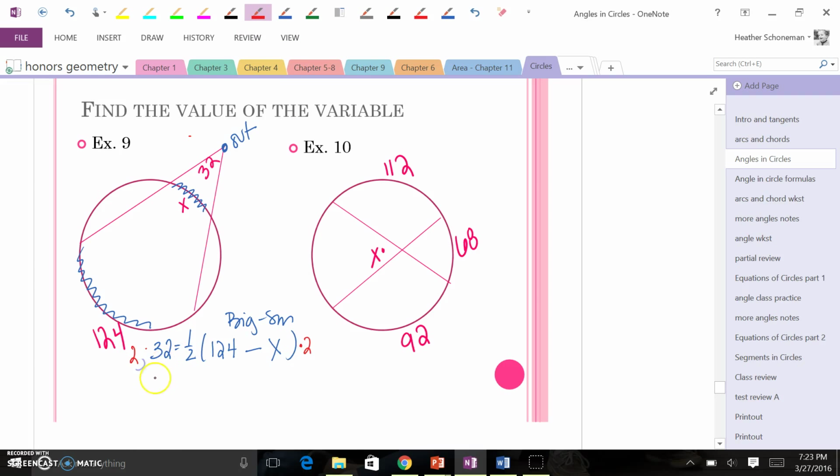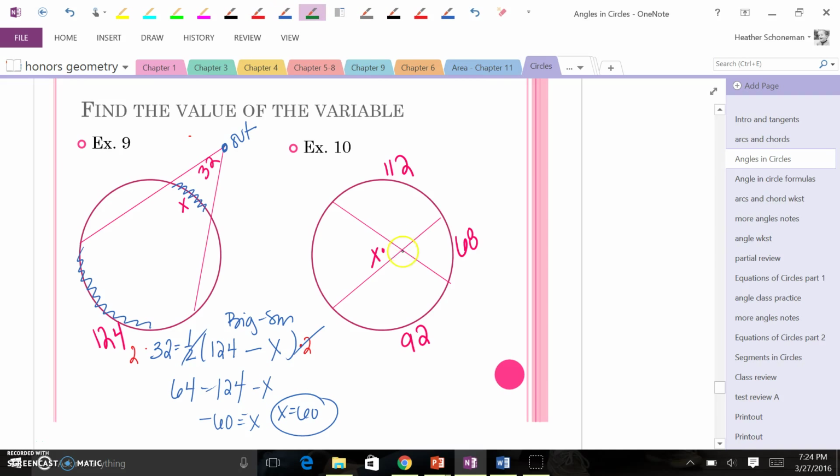Multiply both sides by 2. That leaves you with 64 equals 124 minus x. So take 64 and subtract 124, and we get negative 60 equals x. So x, excuse me, negative x, so x is positive 60.